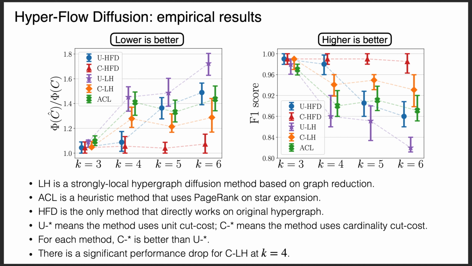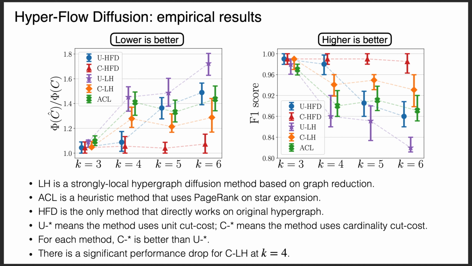In the labels, a prefix U means that the method uses unit cut cost, and a prefix C means that the method uses cardinality-based cut cost. For each method, we run it multiple times, and in the plots, we use markers to plot the median, and we use error bars to plot the 25 and 75 percentile of the results. Observe that for each method, whether it is LH or HFD, cardinality-based cut cost produces a better result than the corresponding unit cut cost in terms of both conductance and F1 score.